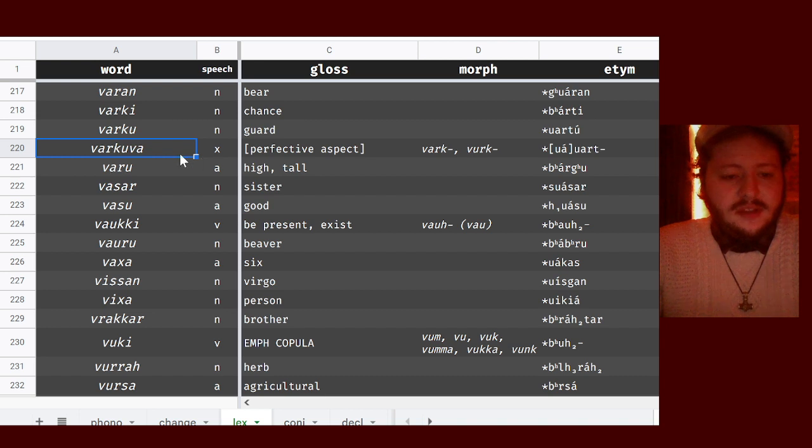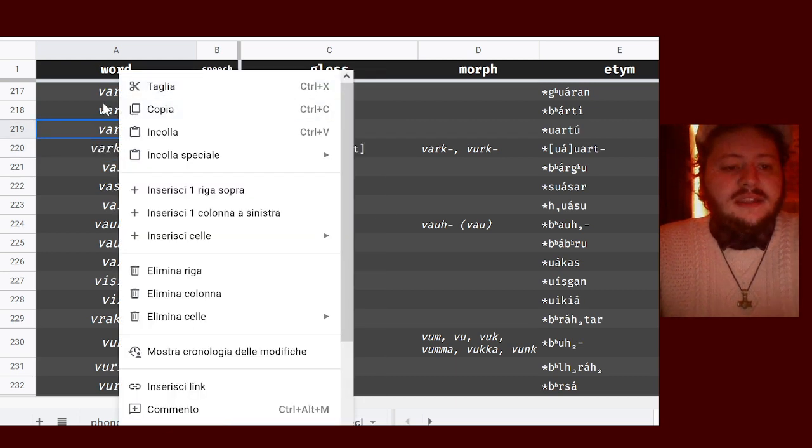Oh no, Google Sheets thought that was a link. The stress goes there regardless because it's the third to last syllable. Neither of these syllables are heavy. They're both short syllables, so they don't get stress. But this is the antepenult, the third to last syllable, so it's the one that gets stress. So it's like varkuva, varkuva. So the stress goes there, varkuva.